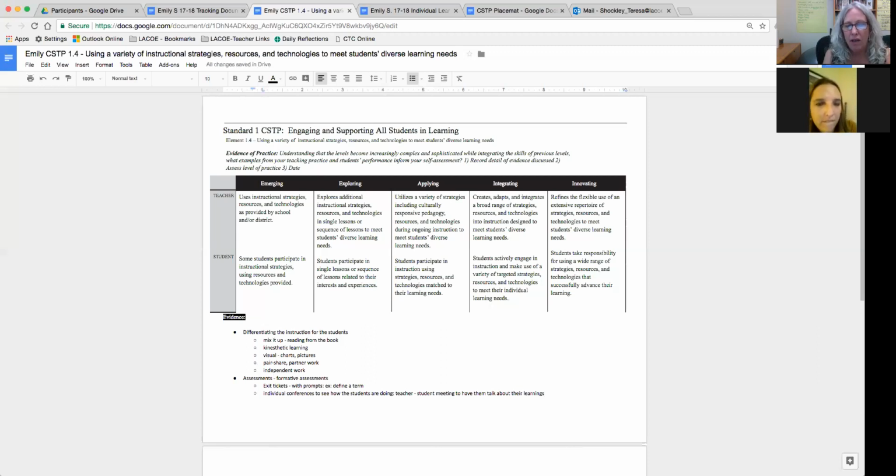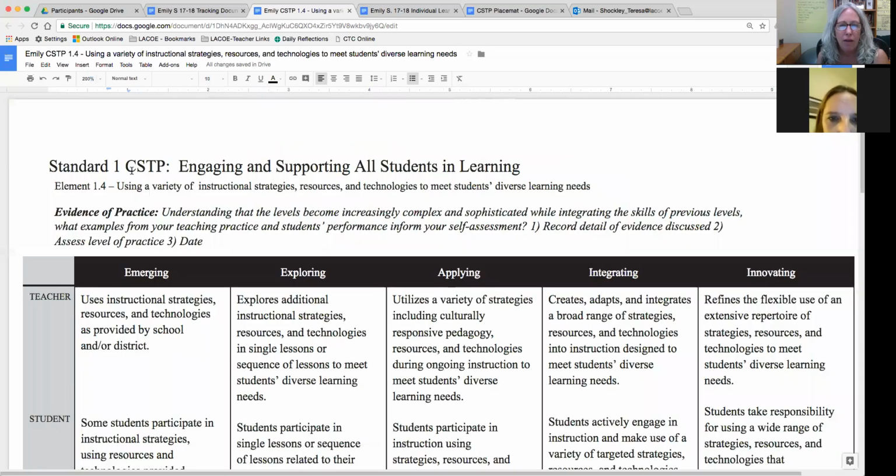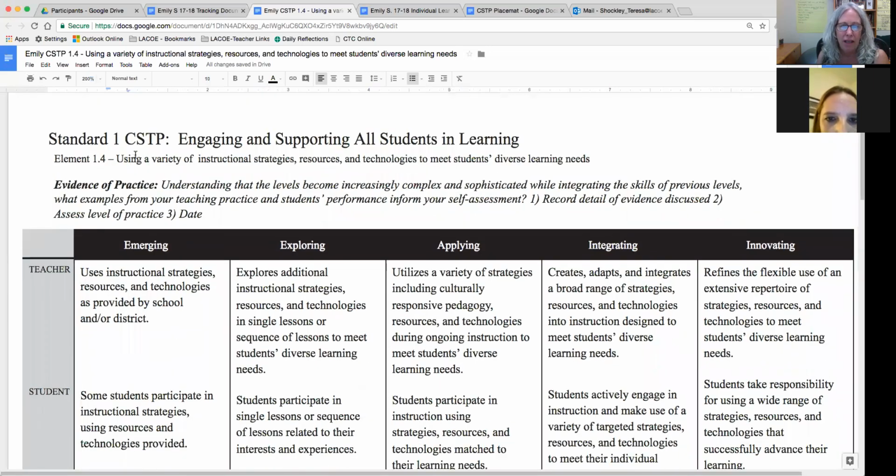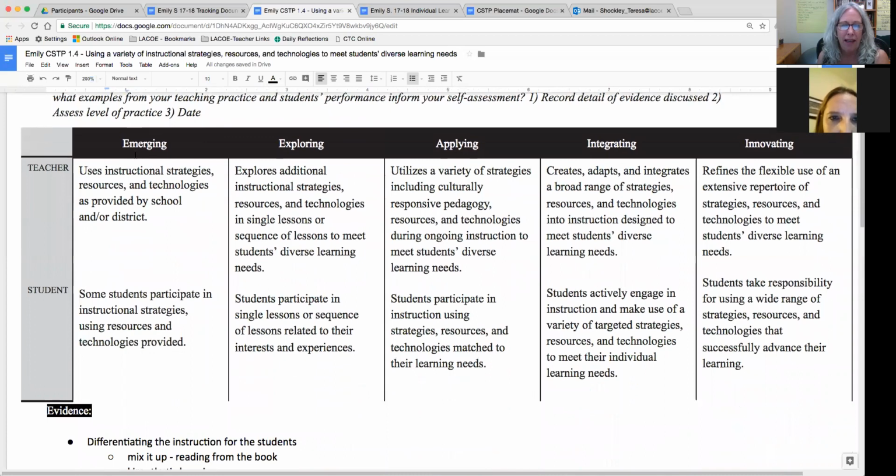Good. So if you think about what you're doing already as far as differentiating and assessing, if you read the continuum piece in front of you, and I'm going to make it bigger so it's easier for you to see, where do you think you might put yourself on that continuum based on what we just talked about? Right. Let's see here.